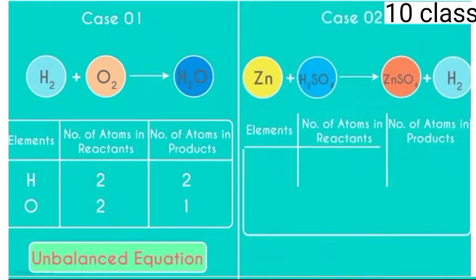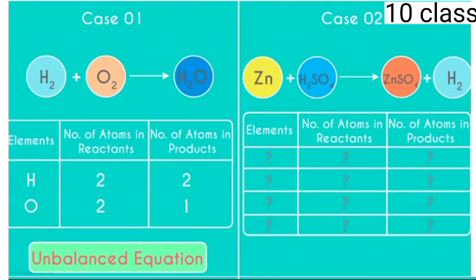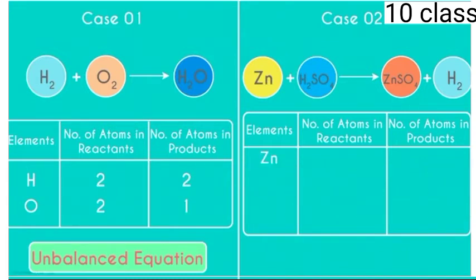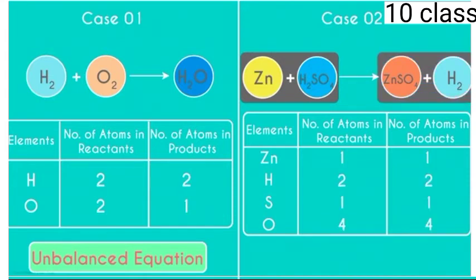Now, can you make a similar table for the equation on the right? Can you fill in the values in these cells? Okay, so did you make a list of the elements present in this equation? We have zinc, hydrogen, sulfur and oxygen. On the left, the number of atoms of zinc is 1 and that on the right is also 1. And similarly, we find out the remaining cells of these three elements.